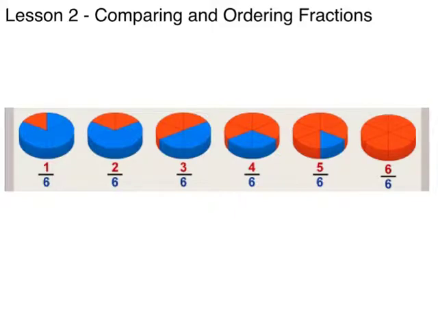You can see the pictures above show how as the numerators, the top number, get bigger, you have more of the pizza or of the pie. 1/6 is the smallest over here. You only have 1 out of 6 pieces, and 6/6 is the largest one. You have all 6 pieces. You have the whole thing. So it's pretty easy to put fractions in order when all the denominators are the same. Let's look at some examples where the denominators are not the same.